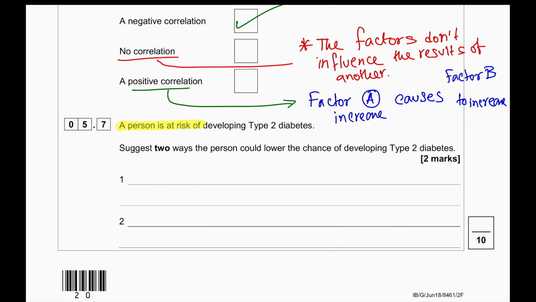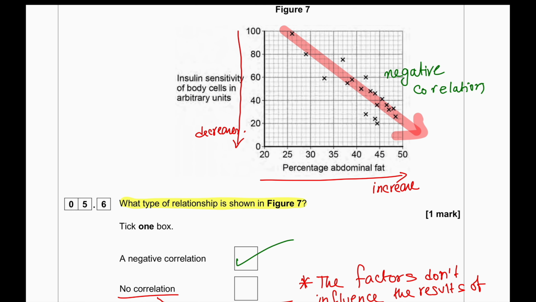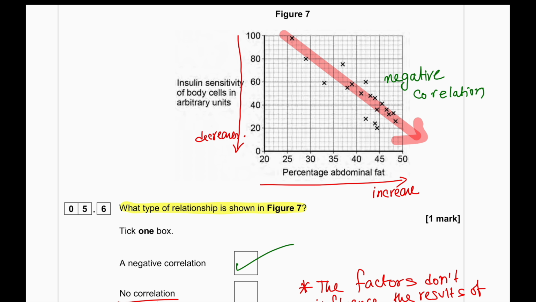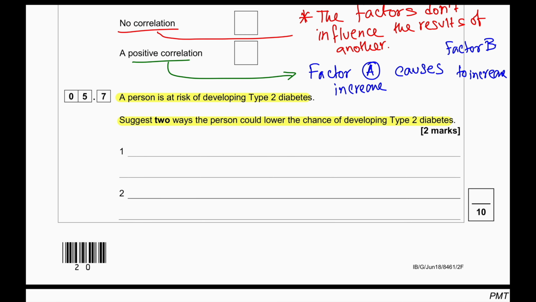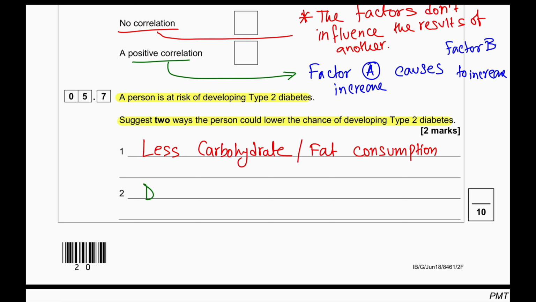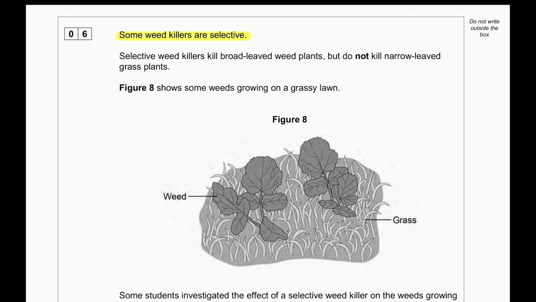Person A is at risk of developing type 2 diabetes. Suggest 2 ways the person could lower the chance of developing type 2 diabetes. So, since having a lower abdominal fat means the person will have a higher sensitivity to insulin, the person can try to decrease their abdominal fat. To decrease the abdominal fat, the person can eat less carbohydrate or fat in their diet and do more exercise.